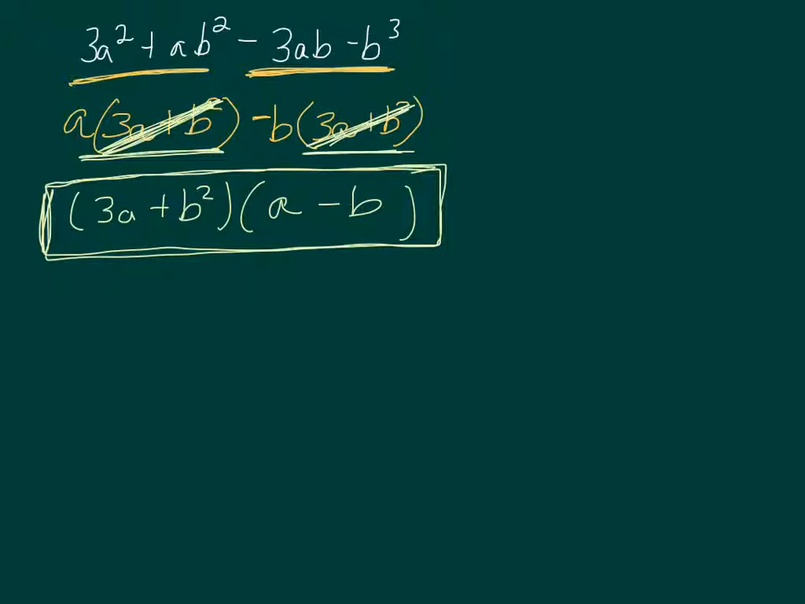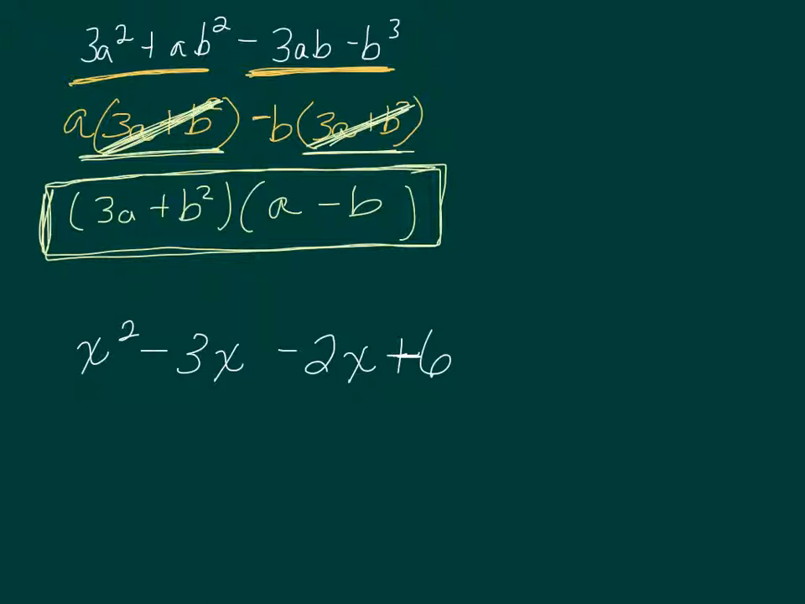Let's try another one. Let's try x squared minus 3x minus 2x plus 6. Now this one again is another one where I have 3x and 2x that I could combine if I wanted to, but let's not combine them. Let's just use them the way they are for these purposes.